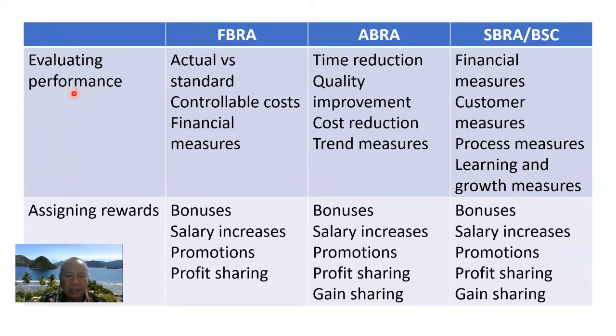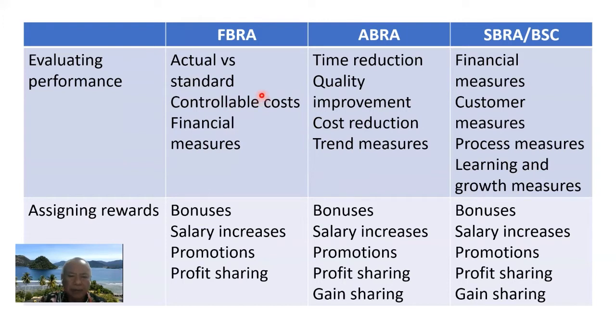In functional-based responsibility accounting, we evaluate the performance by comparing the actual and the standard, so we can find the variance. For example, the actual is 1,200 and the standard is 1,000 rupiah. So we have a variance of 200 because the actual is greater than the standard, so we have an unfavorable variance, and then we can analyze to find the root cause. And then we are using controllable costs, so we just report the controllable cost from the lower level to the higher level. What does controllable costs mean? Costs that can be controlled by the managers, when the manager has the authority to spend the cost.